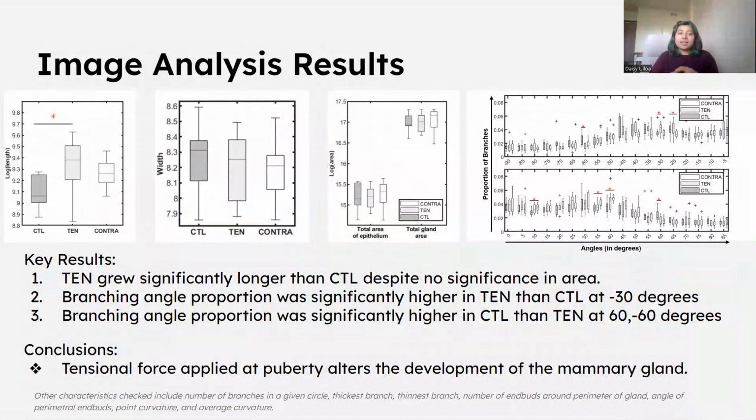So what we found is that tensional glands grew significantly longer than the control glands, despite no difference in area, width, or any of the other measurements that we took. We hypothesized that the tensional glands are growing longer due to a difference in branching angle.